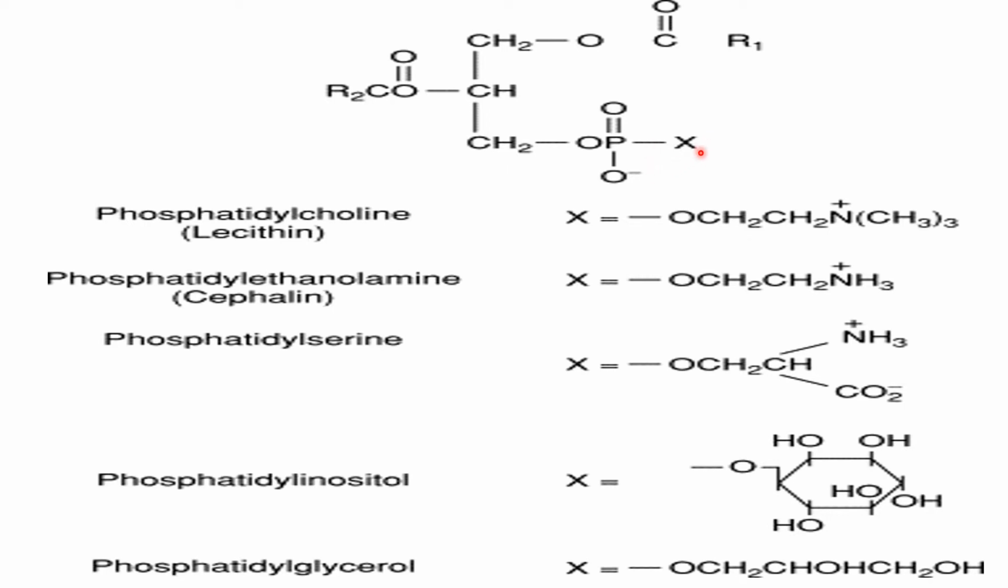And this X can be a choline. So this is the chemical formula for choline, and remember one thing, you are not supposed to memorize these formulas. You just remember the name, that it can be a choline, it can be an ethanolamine, it can be a serine molecule, or it can be an inositol molecule. Or we can see here one more structure of the X group, which is the glycerol.